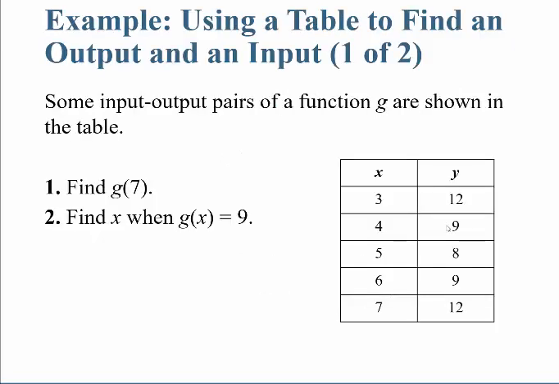Okay, some input-output pairs of a different function g are shown in the table. I'm saying these are the x values, 3, 4, 5, 6, 7. These are the y values, 12, 9, 8, another 9, another 12. So I want to find g of 7, and then I want to find x when the function g of x is equal to 9.